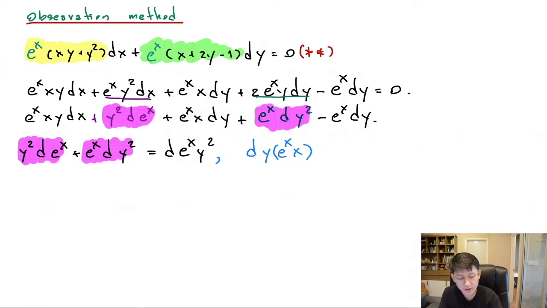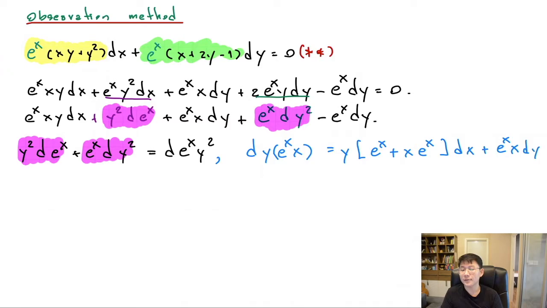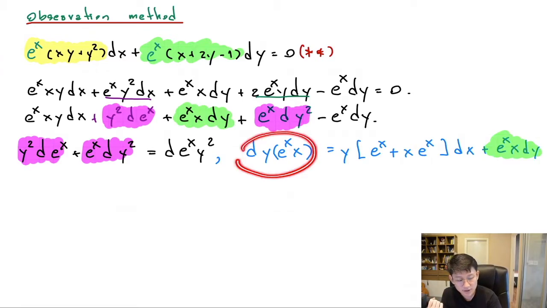So here, what is it? It will be u dv. dv is e to the x plus x e to the x dx, right? Plus v, which is e to the x, du, which is dy. Okay, and see, this term is the same as this term. That's my observation. I see that if I take this derivative, I will get this term out.